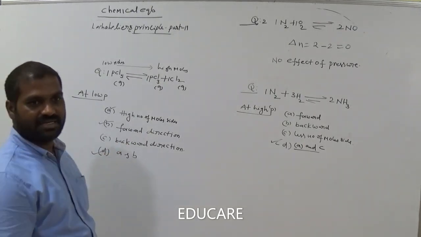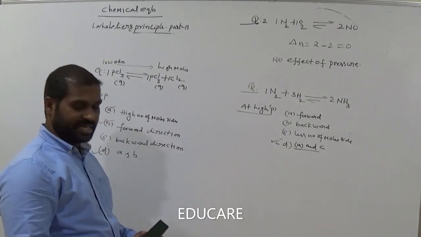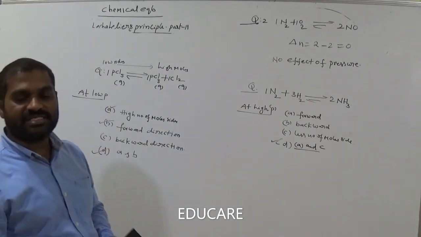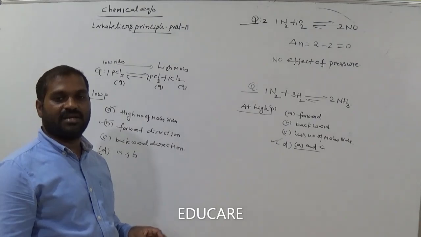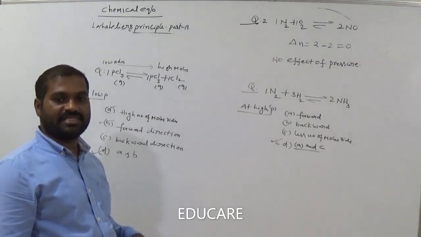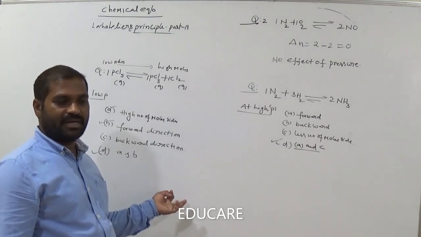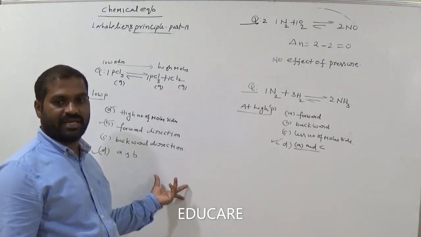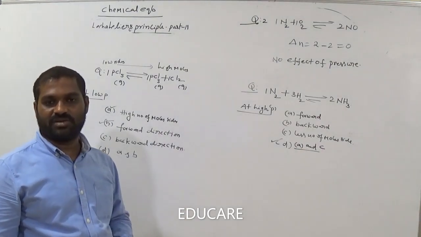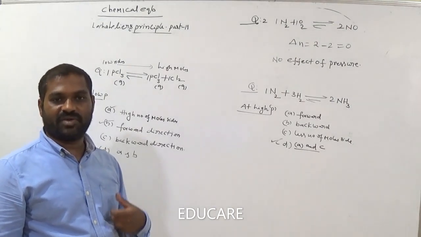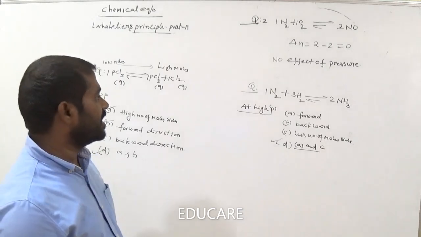Okay, is it clear? Okay students, we will meet again tomorrow. So these are the factors. One is the effect of concentration on chemical equilibrium, the second is the effect of temperature on chemical equilibrium, and the third is the effect of pressure. Tomorrow we will see the effect of volume and inert gases, and the effect of a catalyst on chemical equilibrium.